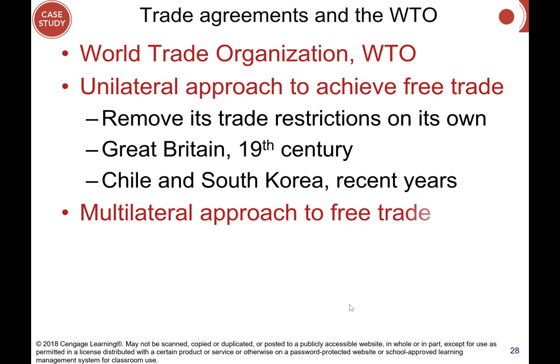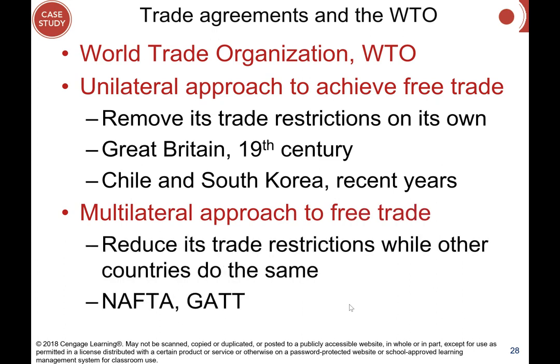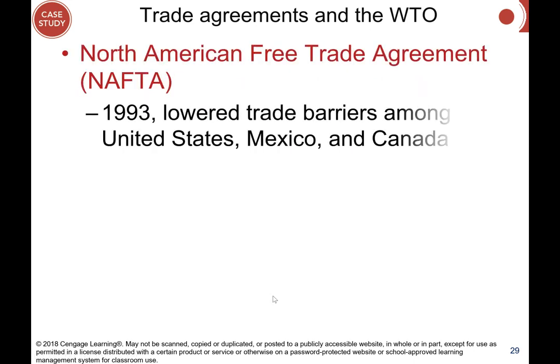Case study: trade agreements and the World Trade Organization, WTO. The unilateral approach to achieve free trade is to remove its trade restrictions on its own, as in Great Britain in the 19th century, and China and South Korea in recent years. What about the multilateral approach to free trade? Reduce its trade restrictions while other countries do the same. The examples are NAFTA and GATT.